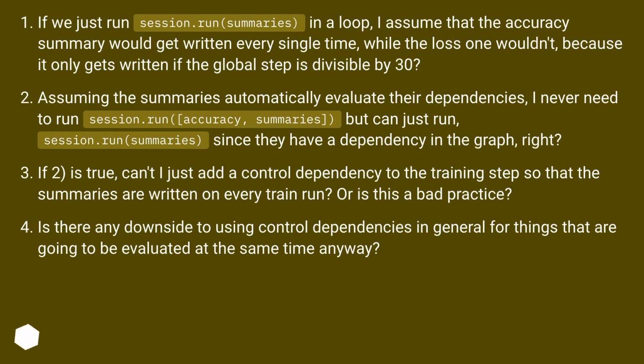If 2 is true, can't I just add a control dependency to the training step so that the summaries are written on every train run? Or is this a bad practice? Is there any downside to using control dependencies in general for things that are going to be evaluated at the same time anyway?